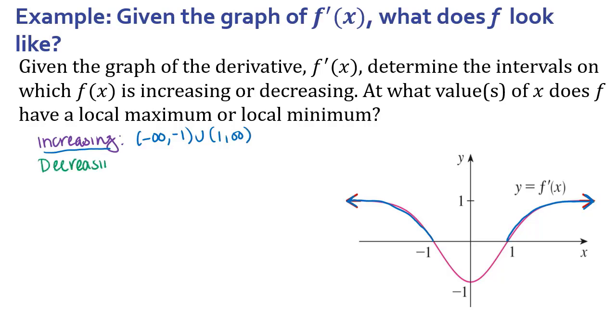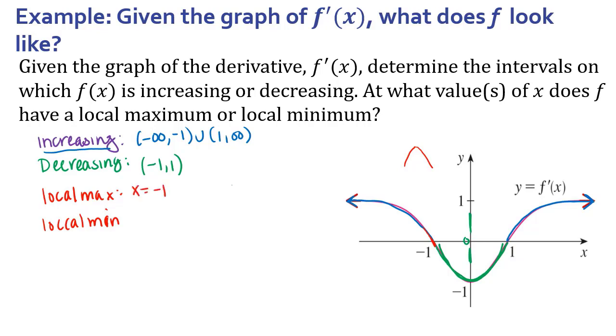Decreasing, so a function is decreasing where the first derivative is negative. So the first derivative is negative all in here, because if this is 0, here are your positive values, here are your negative. So that interval is from negative 1 to 1. Where does it have a local max and a local min? Let's see. So again, where we go from increasing to decreasing, like right here, that's where we have a local maximum, because the original function goes from going up to all of a sudden going down. So that's going to be a local maximum at x equals negative 1. And then we'll have a local minimum as we go from decreasing to increasing. So that's at x equals 1.